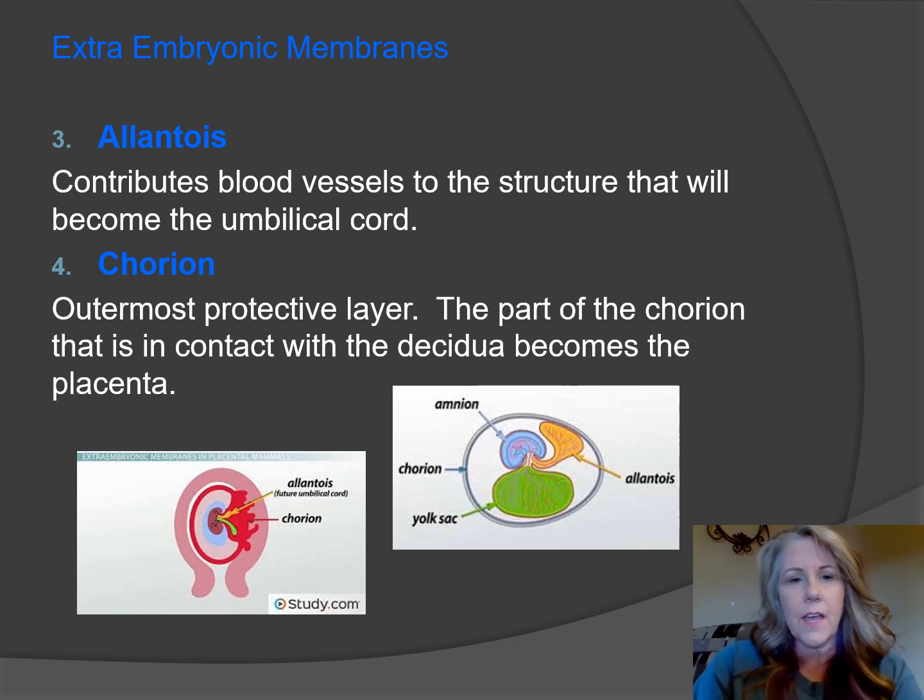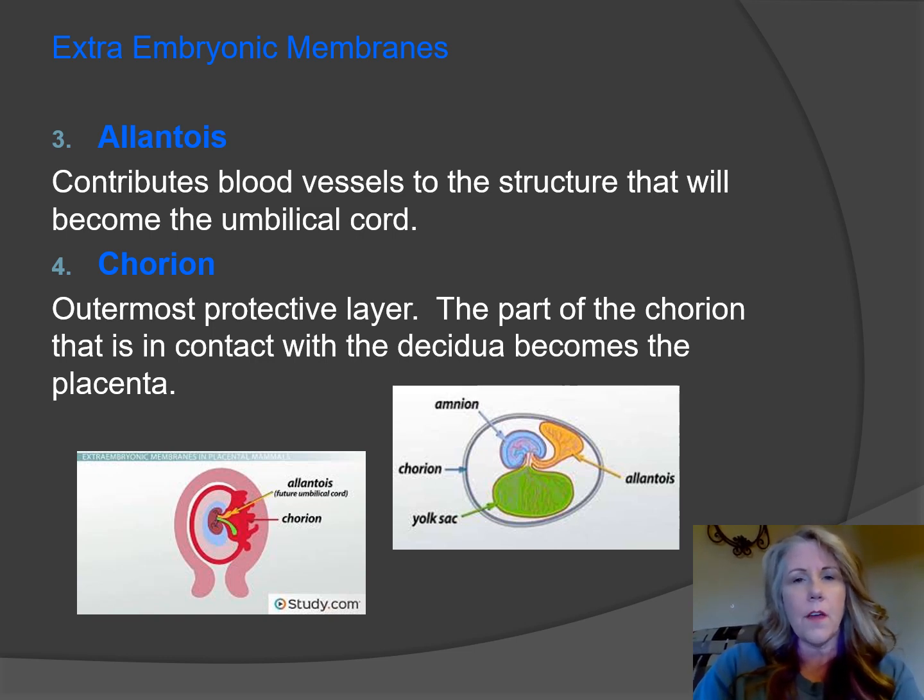A third extraembryonic membrane that I would like you to know about is called the allantois. There's actually two different ways that you can pronounce this. Both are okay. What does the allantois do? It contributes the blood vessels to the structure that will become the umbilical cord. So this is kind of like the precursor to the umbilical cord.